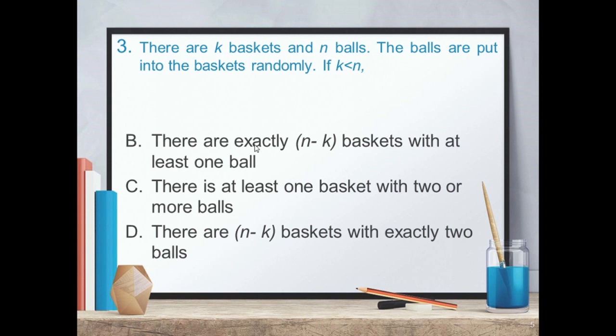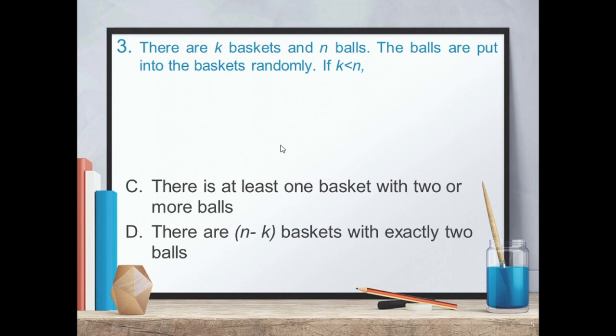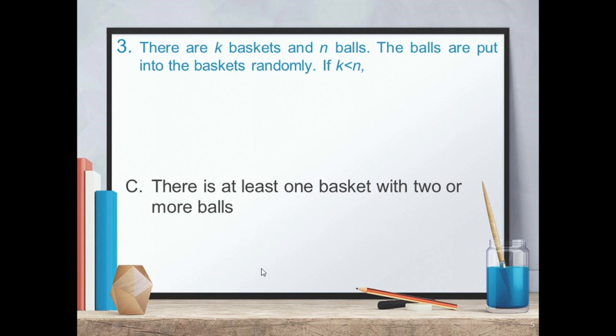There are exactly n minus k baskets with at least one ball. This is the second option. See, if n is 5 and k is 2, means suppose there are only 2 baskets and 5 balls. 5 minus 2 is 3, means this second option tells us that there are exactly 3 baskets with at least one ball. But as k is equal to 2, there are only 2 baskets, there cannot be 3 baskets with at least one ball. Therefore the option B is also incorrect. Now see, there are n minus k baskets with exactly 2 balls. The option D is again like B, therefore it is also incorrect.